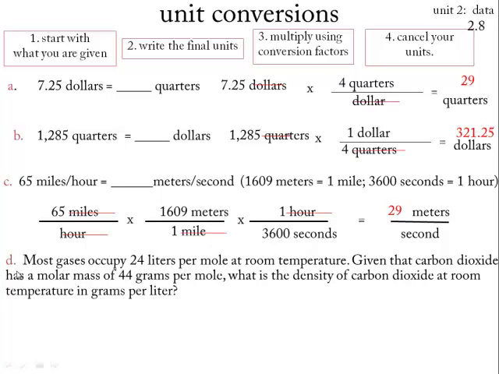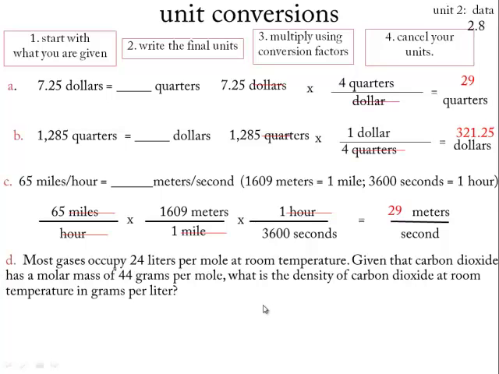Okay, here's a toughie. This is from a unit like 11. Most gases occupy 24 liters per mole at room temperature. It's true. Given that carbon dioxide has a molar mass of 44 grams per mole, what's the density of carbon dioxide at room temperature in grams per liter? This is a real problem. You already can solve this by unit conversion. You might be tempted to say density equals mass over volume, but what's the mass? I don't see any plain old mass units here, and so it seems a little bit scary.